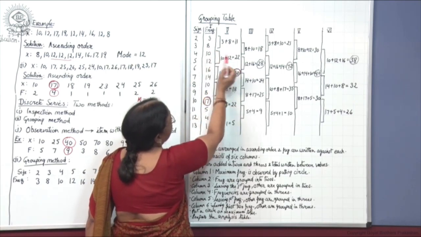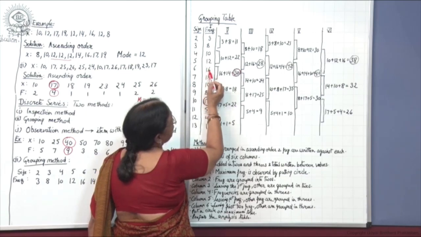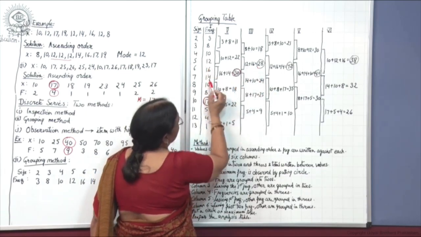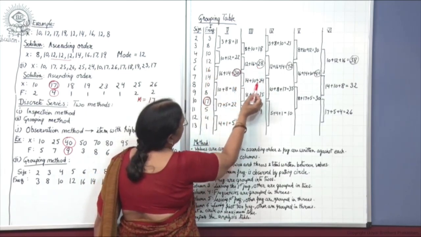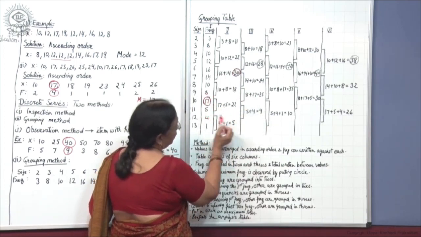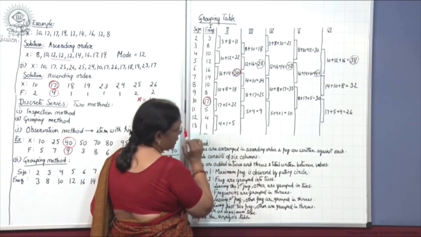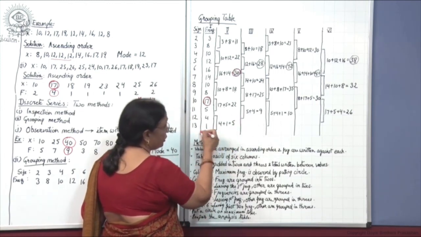Next is 8 and 10. 8 plus 10 is 18. Then 12 and 16 you will add up. Then 14 and 10 here. 8 and 17 here. 5 and 4 here. And here there is no next one. This is only single, you have to group it into 2, so just leave it.